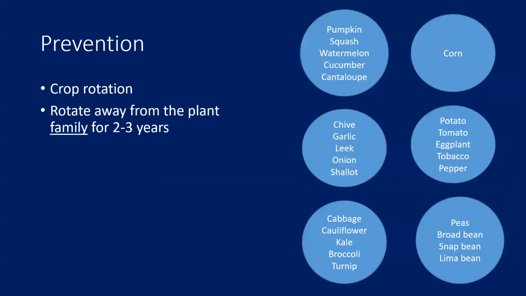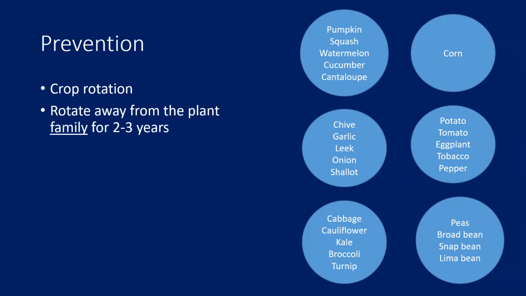Crop rotation is very important, and I think it's a little confusing to people sometimes because it's not just crops that we're rotating. For instance, if we have a tomato here this year, we can't put peppers in that same spot next year because they're in the same plant family. The circles to the right are groups of plant families and their cousins, so to speak. Pumpkin, squash, watermelon, cucumber, and cantaloupe are all cucurbits. Tomato, potato, eggplant, tobacco, and pepper are all solanaceous. So when we're rotating, we're not rotating within a plant family, we're rotating plant families.